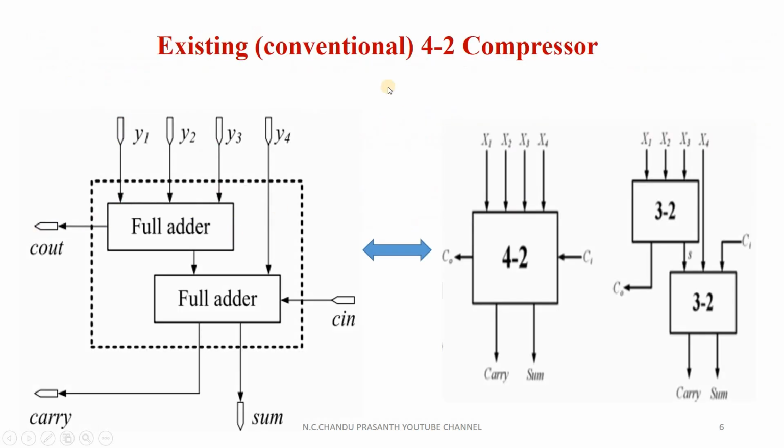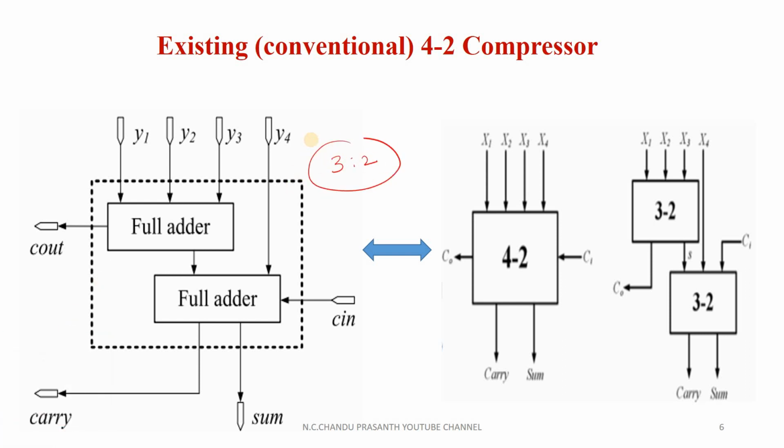Okay, this is the existing 4-2 compressor. It is the standard architecture for the existing or conventional 4-2 compressor design. This 4-2 compressor can be built from 2 cascaded 3-2 compressor circuits. Here the 3-2 compressor is also called a full adder. So observe here, a full adder is also called a 3-2 compressor.